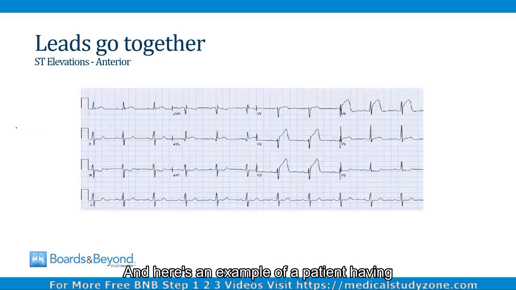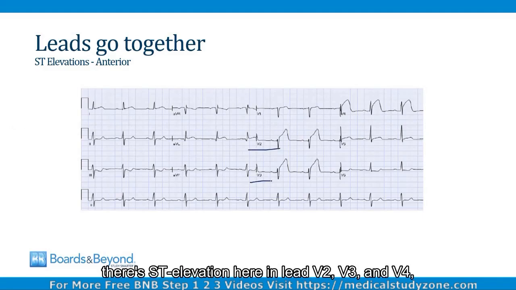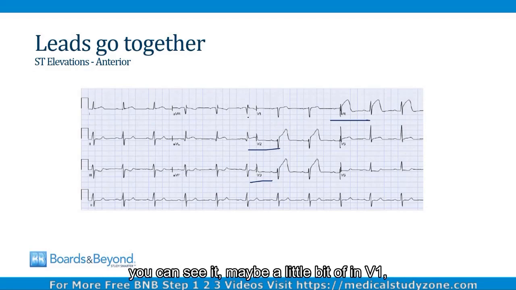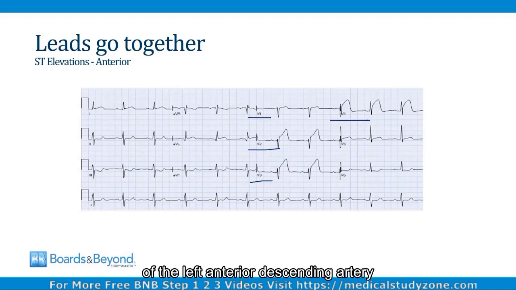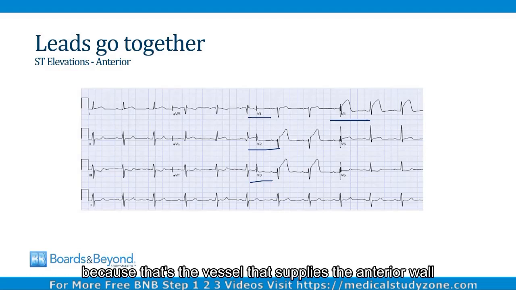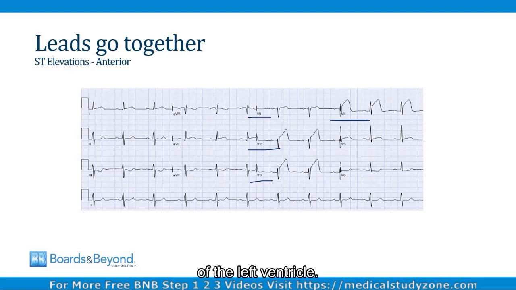And here's an example of a patient having an anterior myocardial infarction. There's ST elevation here in lead V2, V3, and V4. You can see it may be a little bit in V1. Classic findings of an anterior wall ST elevation myocardial infarction. This type of STEMI is usually caused by occlusion of the left anterior descending artery because that's the vessel that supplies the anterior wall of the left ventricle.